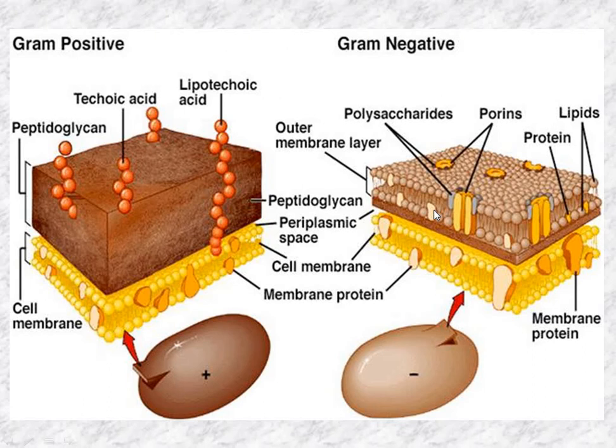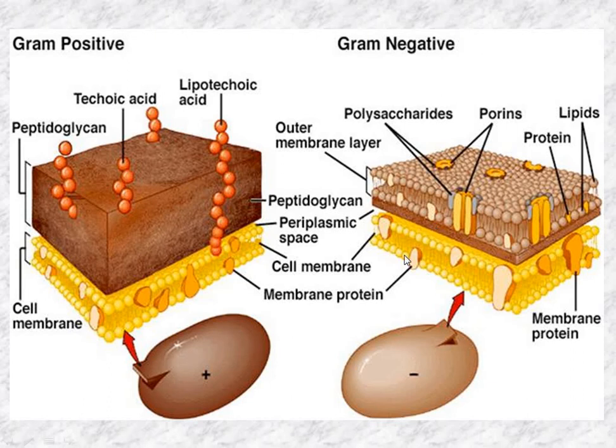This is a figure that shows the difference between the gram-positive and the gram-negative bacteria. As you can see, this yellow layer represents the cell membrane, and this brown layer represents peptidoglycan. These fibers are the teichoic acid, which protrude from the surface of the peptidoglycan of gram-positive bacteria. In gram-positive bacteria, the peptidoglycan layer is very thick, and there is no space between the peptidoglycan and the cell membrane, meaning there is no periplasmic space.